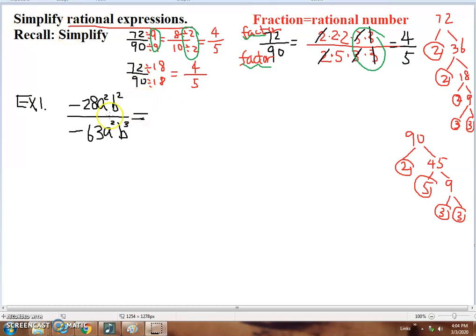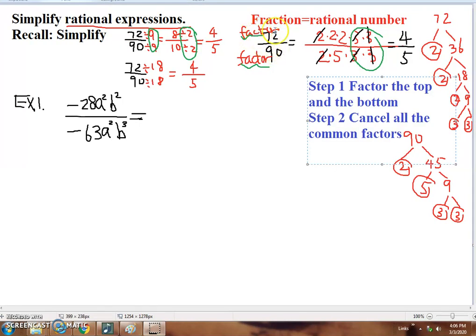Now, this looks like a fraction, but it has variables in there. We call it a rational expression. In order to reduce this, we're going to follow the same steps we did here. So if you look at the steps we did, the first step is to factor the top and factor the bottom. So we're going to write down the steps here.